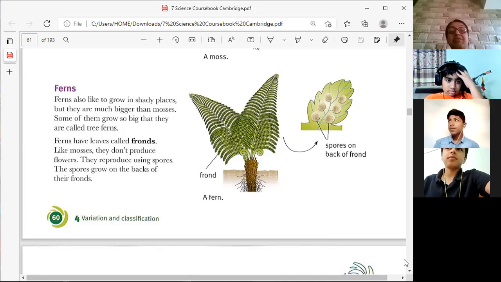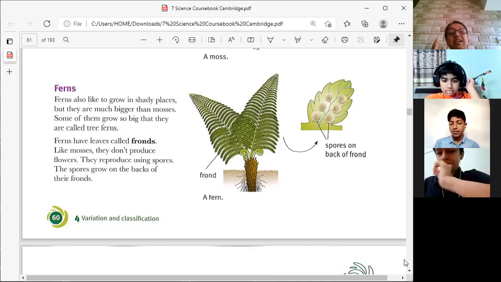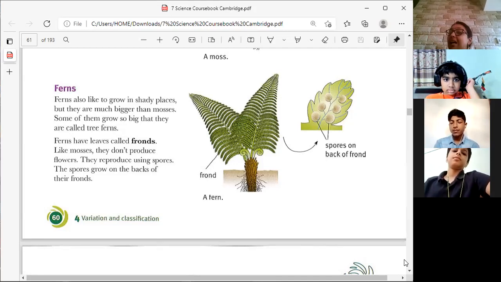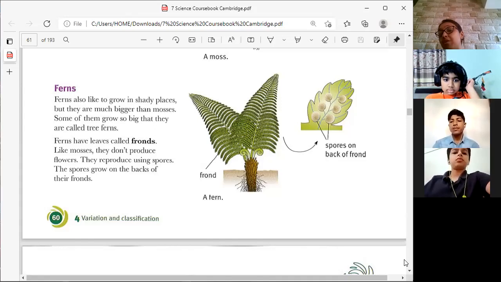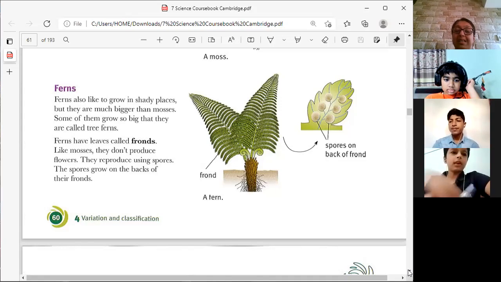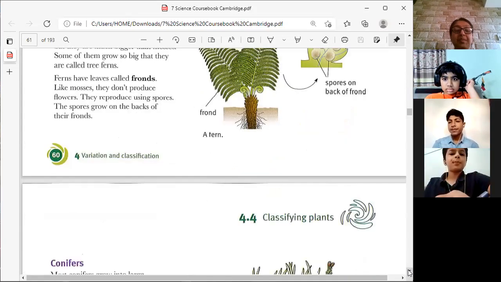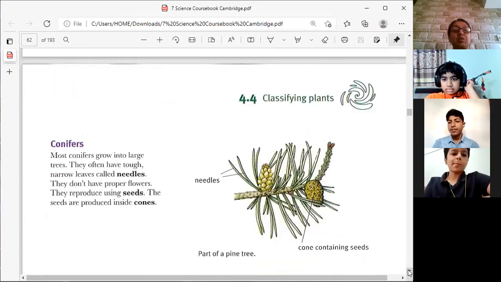So I repeat, ferns: shady place, bigger than moss. Some grow very big, called tree ferns. Ferns have leaves that are called fronds. Again, no flowers. Spores are there, and spores are found at the back of the fronds. Clear? Yes. Now this was the second group. Now moving to the third group.